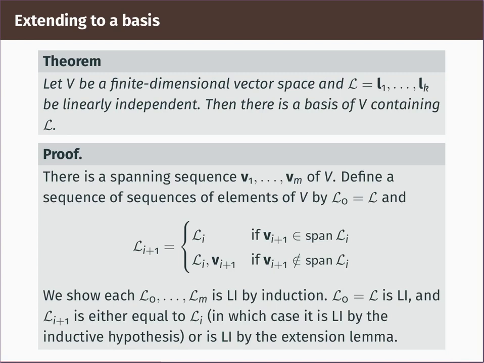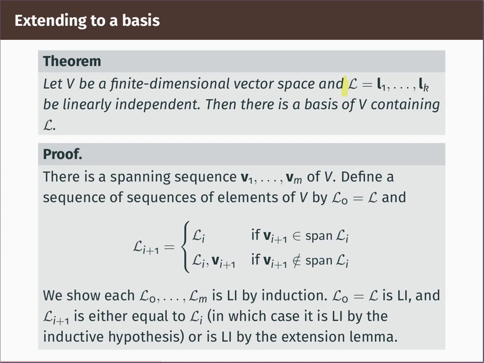So here's the result that allows us to do this. The theorem says if you have a finite dimensional vector space V, remember that means that there is a finite spanning sequence inside V, and if you have a sequence L, which I've written as L1 up to Lk, which is linearly independent, then there is a basis of V containing L. And the way the proof works is to take this finite spanning sequence for V, which we know exists, and add on some of the terms from that spanning sequence to L, and to show that when we do this in a particular way, what we end up with is a basis for V which contains L.